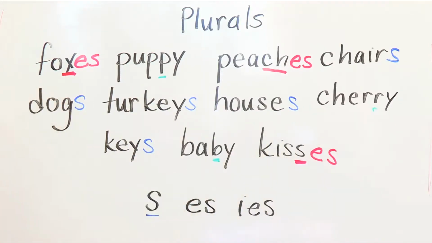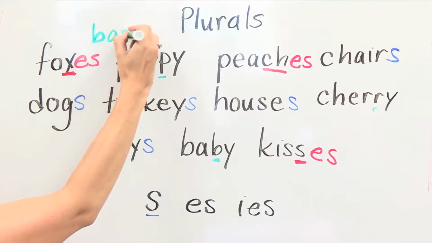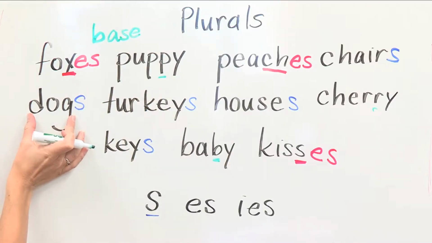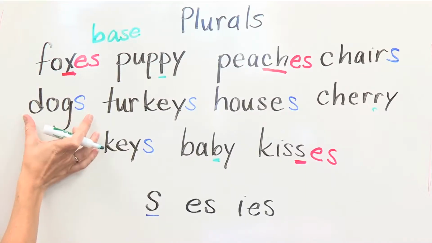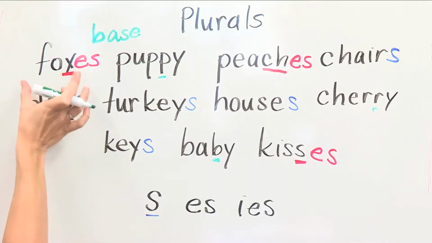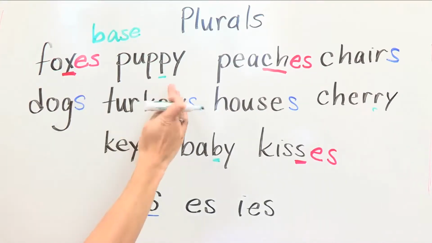All right? So to make puppy plural, I should say what we call the base word. The base word is the original word. So the word dog, that is the base word of the word dogs. The dog is the original word. Fox is the base word of foxes, because fox is the original word.